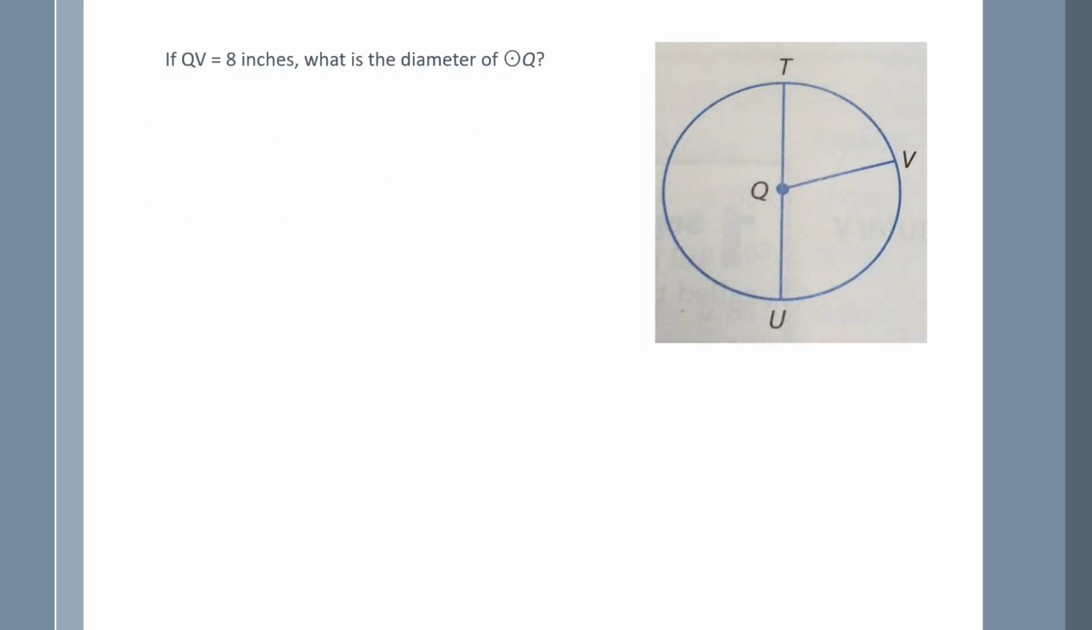Okay, if segment QV is equal to 8 inches, what's the diameter? Well, to find the diameter, if we're given the radius, remember diameter is equal to 2 times the radius. Since QV is a radius, the diameter in this case would be 2 times 8, which is equal to 16.